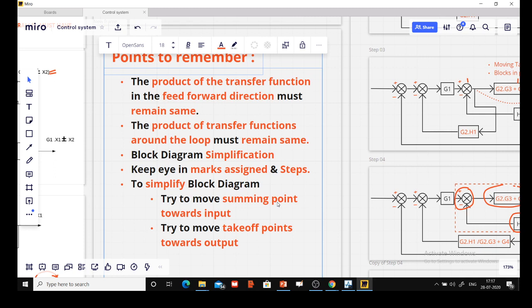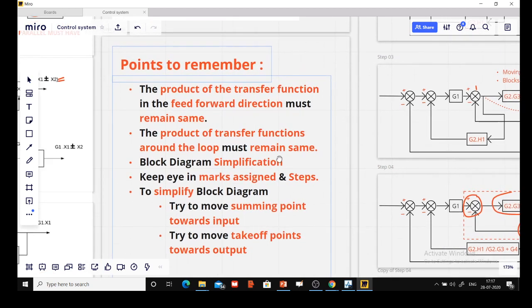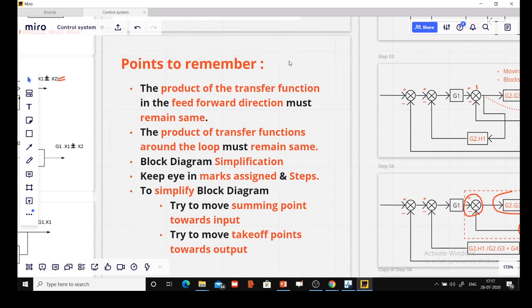I am Ameya and we are discussing block diagram reduction. In the previous videos, we have discussed the rules and we tried to solve one problem on block diagram reduction. Now let us discuss some important points to remember for your block diagram reduction problems.